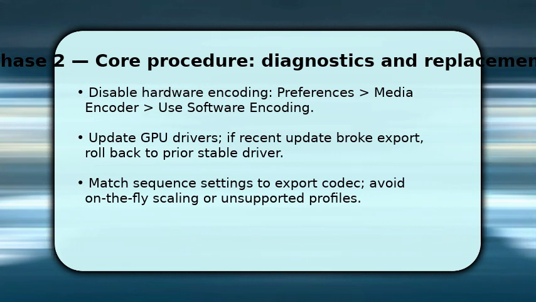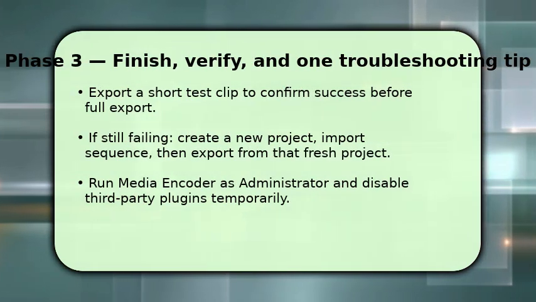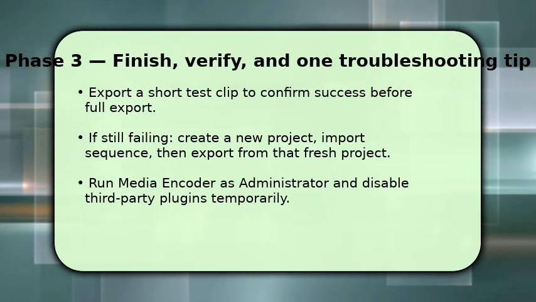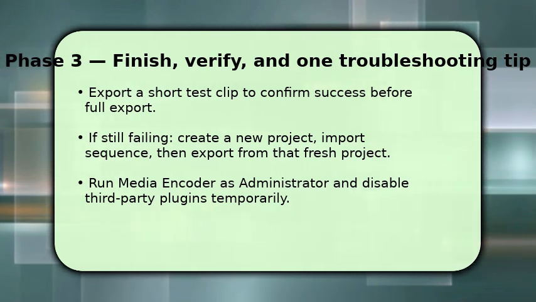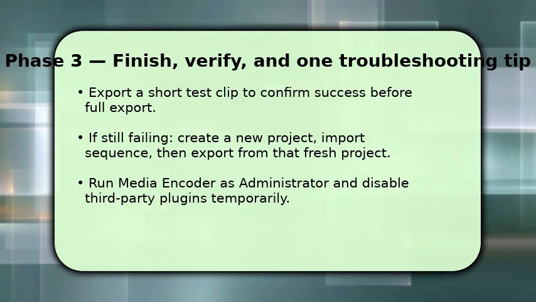Finish the process by testing and isolating. Export a short 10-15 second section first. If that succeeds, export the full timeline. If errors persist, create a brand new project and import your sequence. This removes hidden project corruption.